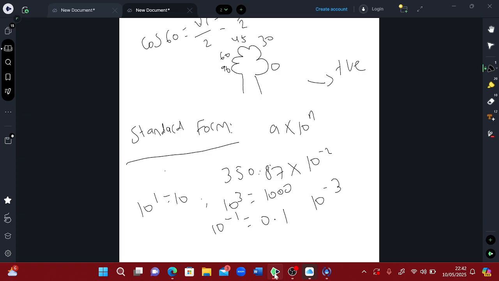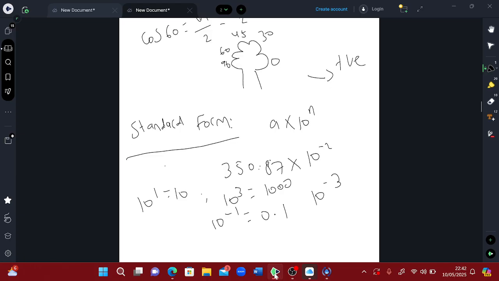So the number here indicates how many decimal points you move. If it's left negative, right positive. So minus 3, move 3 decimal points back. If it's positive 3, you add 3 zeros. If it's minus 3, not necessarily 3 zeros, but obviously a 0 is going to be before the decimal point. So yeah, that's the way to think about standard form.